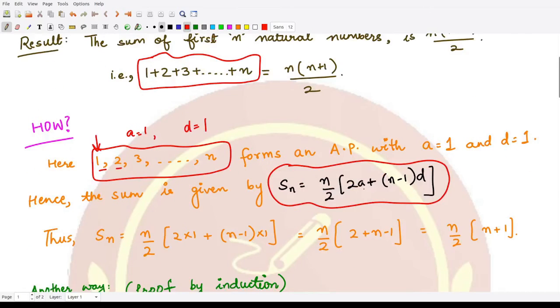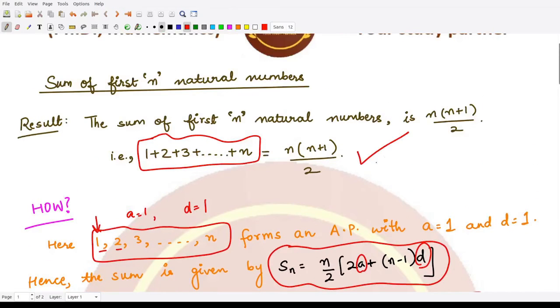So we can substitute the values of a and d here, and solve it further so that we would have n by 2 into (n plus 1). This is the result.